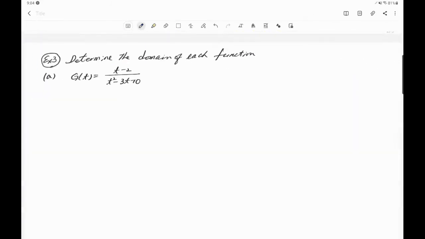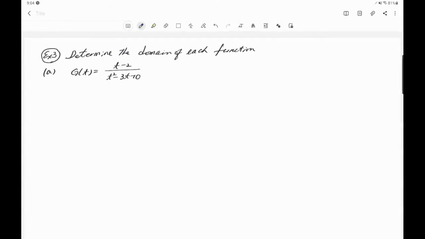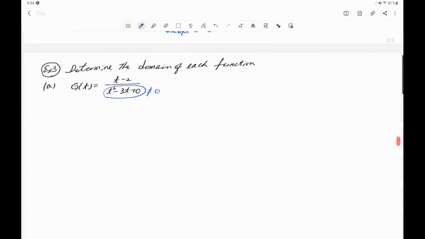All right, look at this. We want to determine the domain of each function. g of t equals t minus 2 over t squared minus 3t minus 10. This is a rational expression. That means we always need to find those t values that make the denominator 0, because the denominator cannot be equal to 0. So the domain is all real numbers except those t values that make the denominator 0. Let's set the denominator equal to 0 so that we can find t.